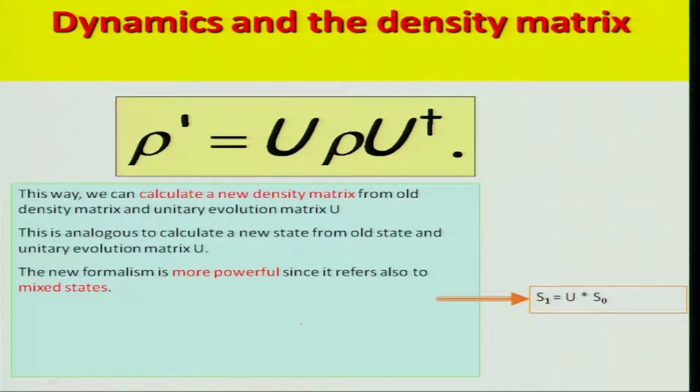So, the dynamics of the density matrix can be calculated, new density matrix from the old density matrix and unitary evolution of the matrix. This is analogous to calculating a new state from an old state and unitary evolution matrix U. This new formalism is more powerful since it also refers to mixed states, and that is the biggest advantage of the density matrix. And so, whenever this particular operation is being done, it can be looked at for any particular state.